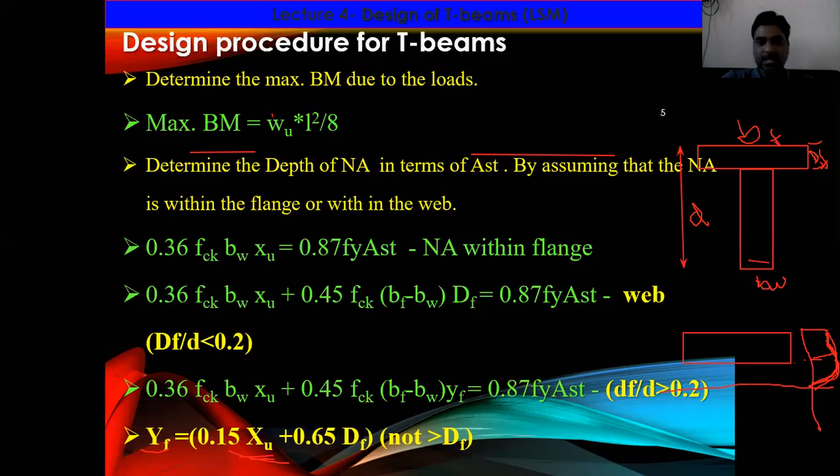So after that, you can determine the A of st, and corresponding A of st values you can determine the xu, right? And then again you need to check whether it is satisfying our assumption or not. And if the depth of neutral axis is within the web and df by d is greater than 0.2, then you need to modify your thickness of flange, and corresponding to that you need to determine the depth of neutral axis and A of st, right? So this is how you need to determine this one.